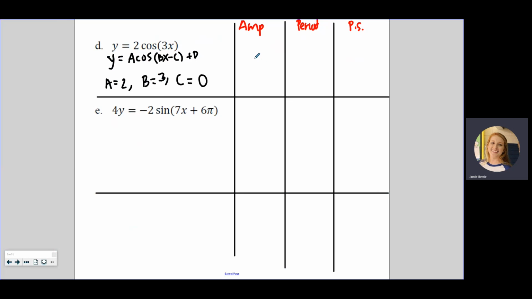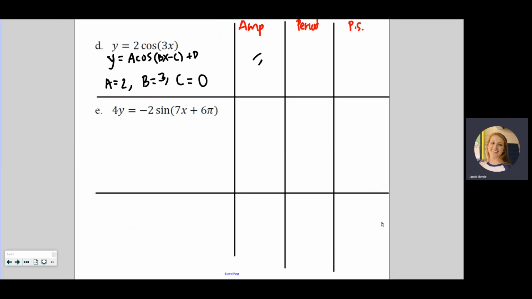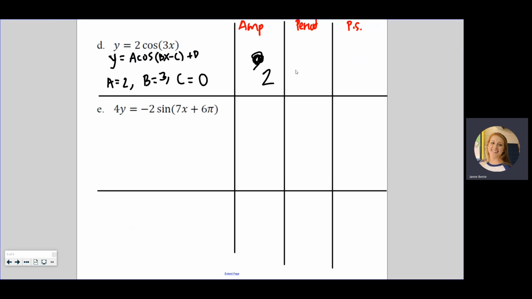Now we can go in and find the amplitude. Amplitude is the absolute value of a, which is 2. The absolute value of 2 is 2. Period is 2 pi over the absolute value of b. So 2 pi over the absolute value of 3 is just 2 pi over 3. And then phase shift is c over b. So that's 0 over 3, which is 0.